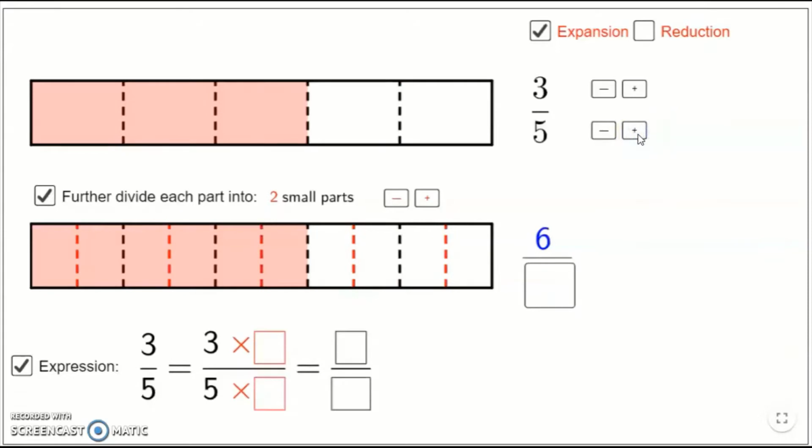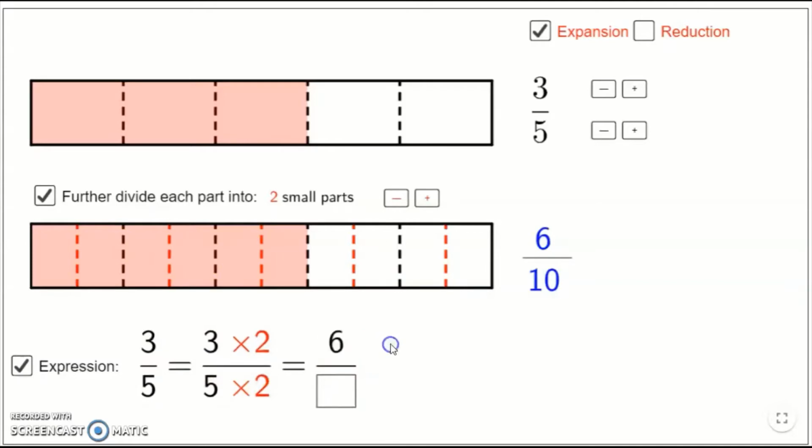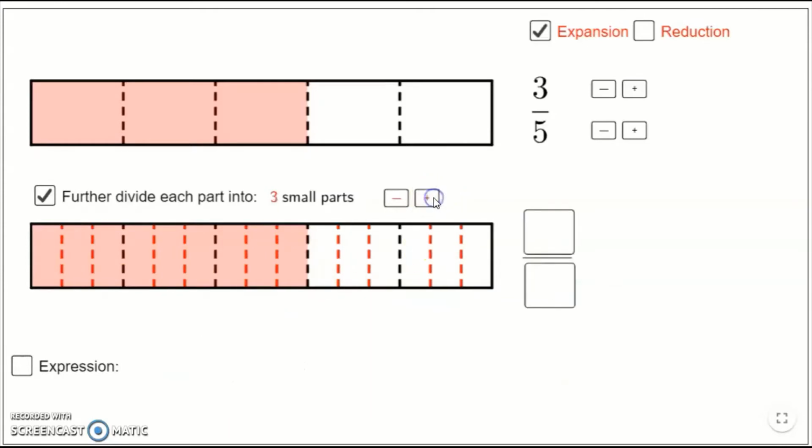I can have 3/5 divided into 2 small parts. Then I get 1, 2, 3, 4, 5, 6, 7, 8, 9, 10 on the bottom. And on the top, 1, 2, 3, 4, 5, 6. So this is 3/5, multiply top and bottom by 2 to get 6/10. But I don't have to make it 2 here. I can split it into 3 parts.